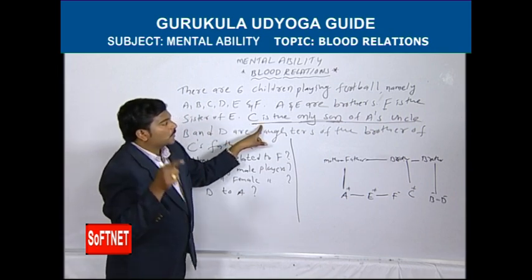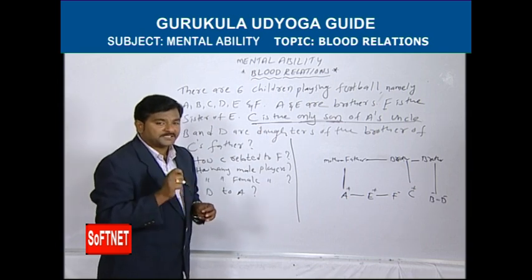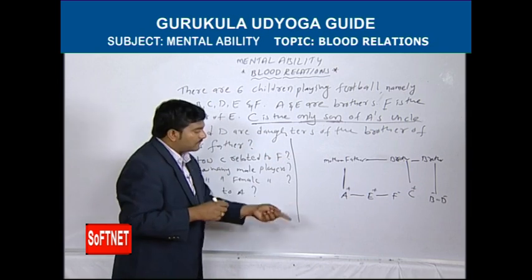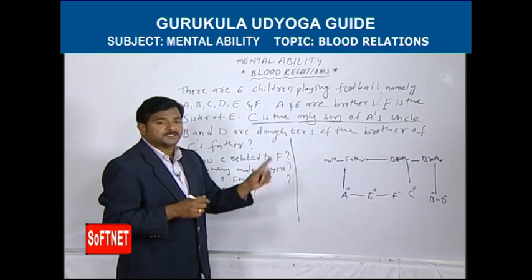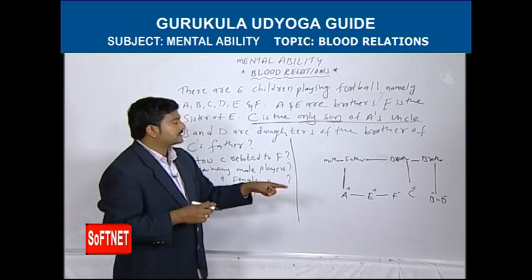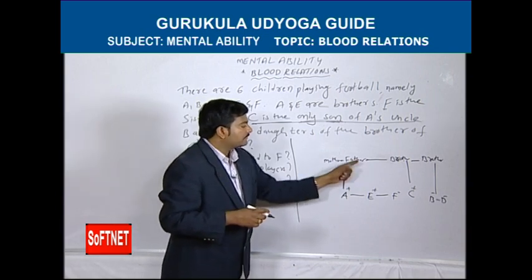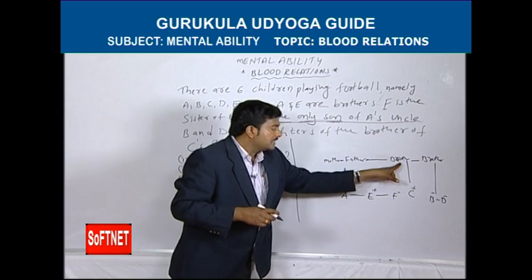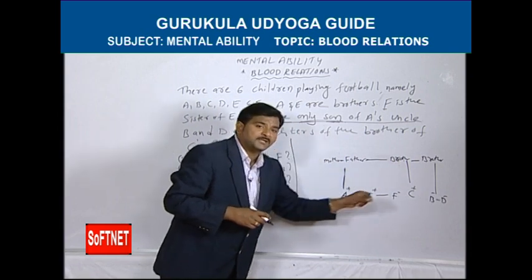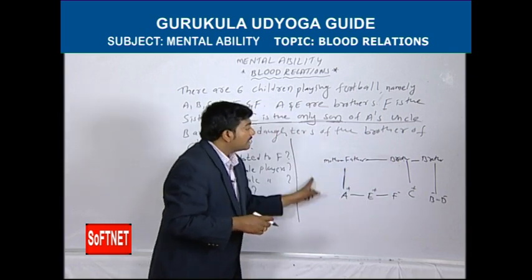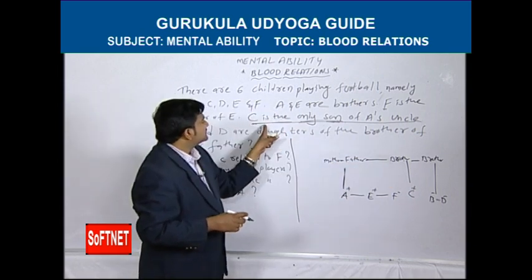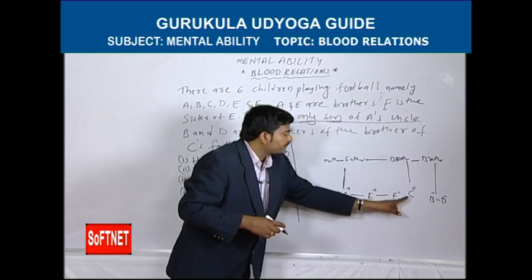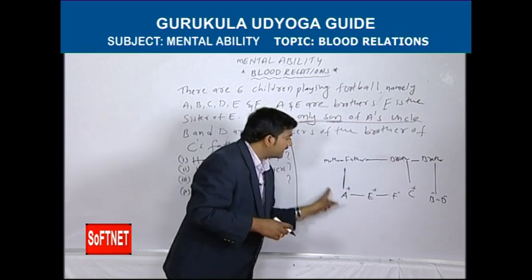C is the only son of A's uncle. Usually, for A's uncle, we have to establish the relation through A's mother or father. So his brother's son is who? C here, because C is the only son of A's uncle.